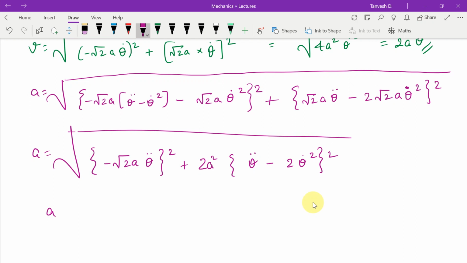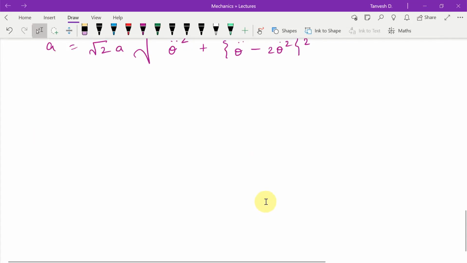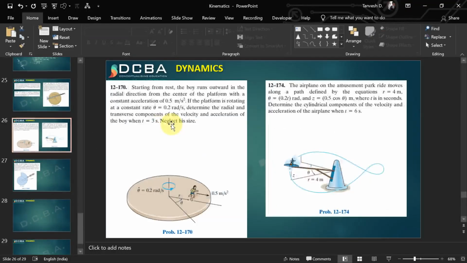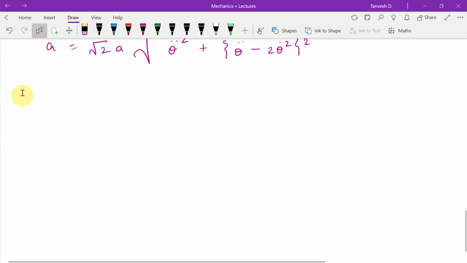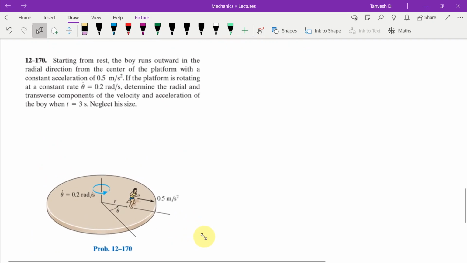2a square, we can take it outside as root 2a under root of theta double dot square plus theta double dot minus 2 theta dot square. So you can further simplify this, but I would not simplify it more. I'll just keep it this way. Okay, so this is the final magnitude of the acceleration.